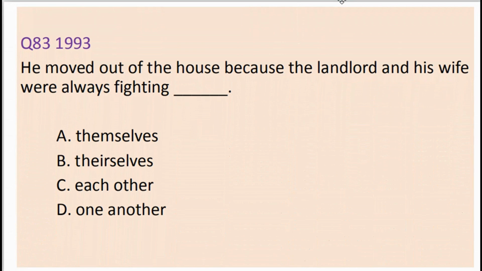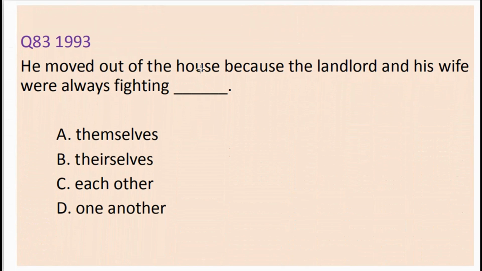Let's come to question 83, 1993. He moved out of the house because the landlord and his wife were always fighting dash. A, themselves. B, themselves. C, each other. D, one another.